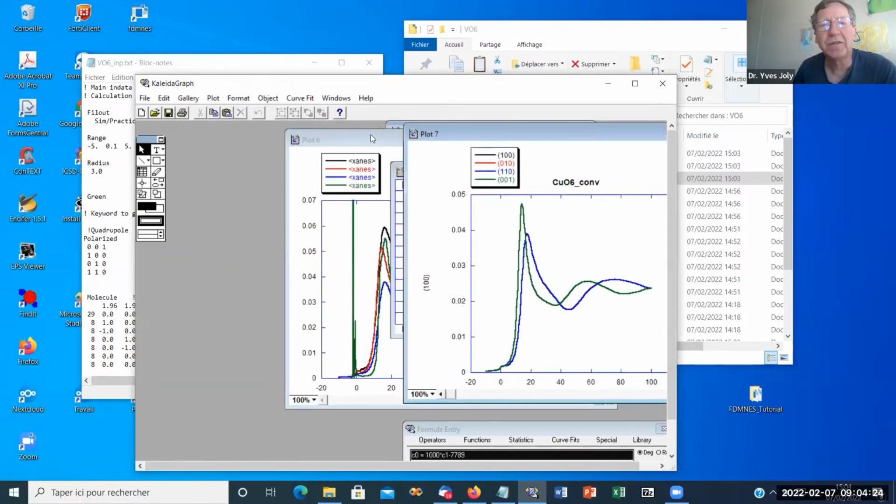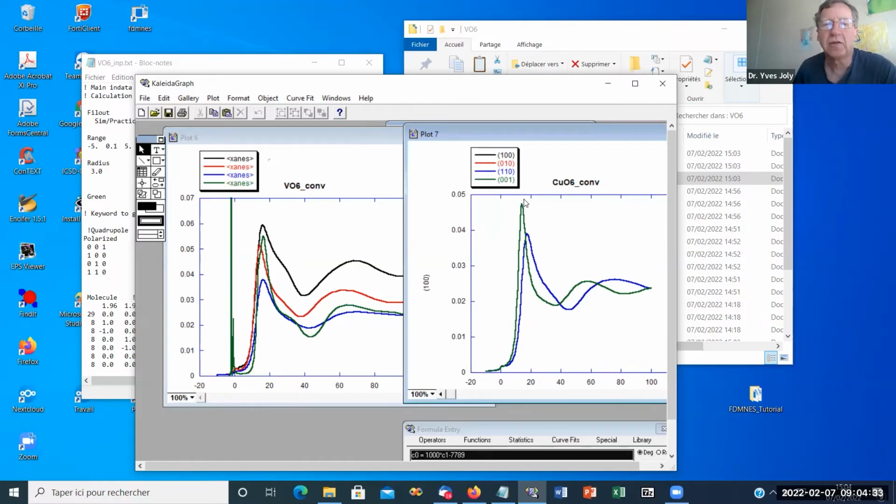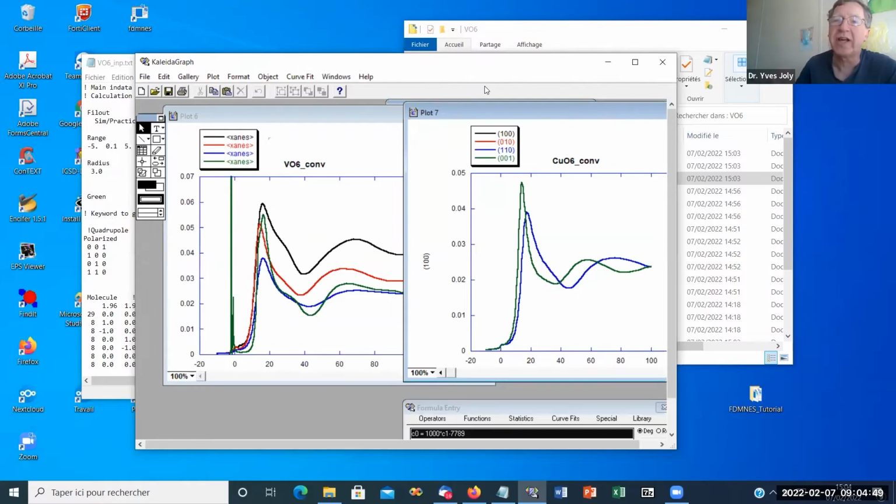Okay, so if we look at this first bump here, it corresponds to the polarization along the long direction, along C or along Z, and the other one corresponds to the polarization in the basal plane. And in fact, because it's in solution, it's the average between the three directions along X, Y, and Z. So the weight of this bump is 2 times the weight of this one.